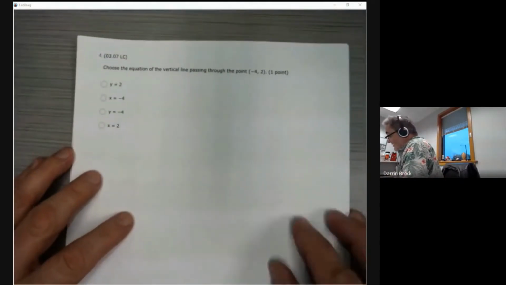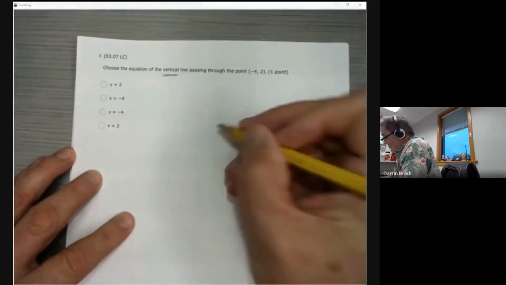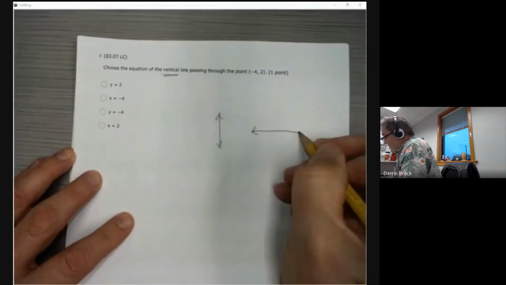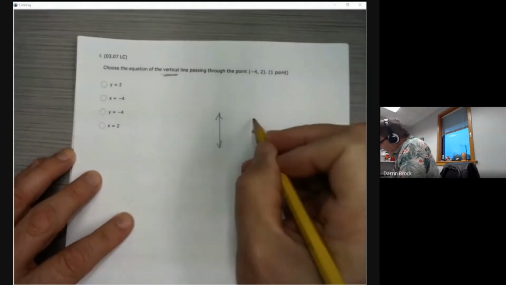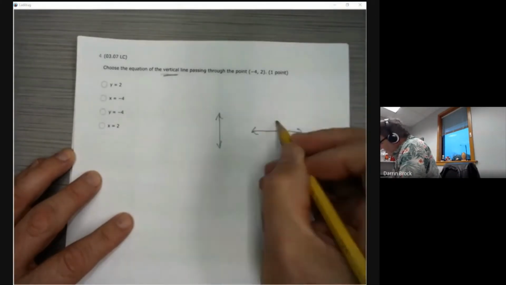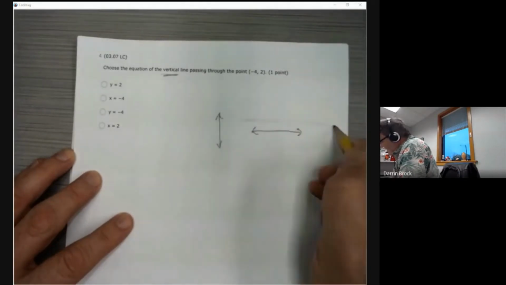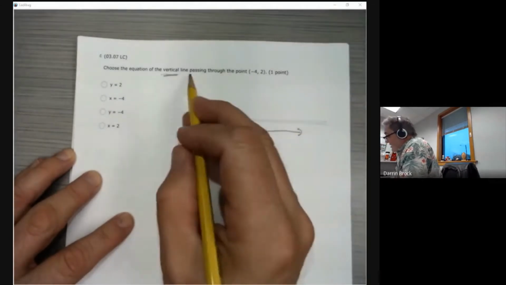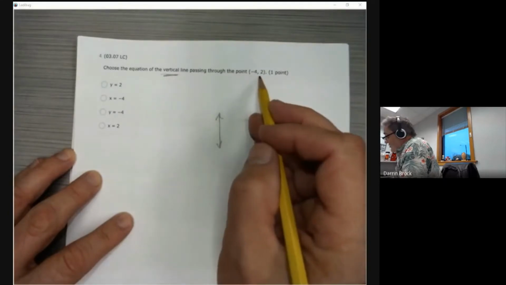Choose the equation of the vertical line. Vertical is up and down. This is horizontal, because think of horizon. When you're standing scanning the horizon, you're looking left to right. The horizon like that. Horizontal, vertical. So vertical line passing through the point -4, 2.